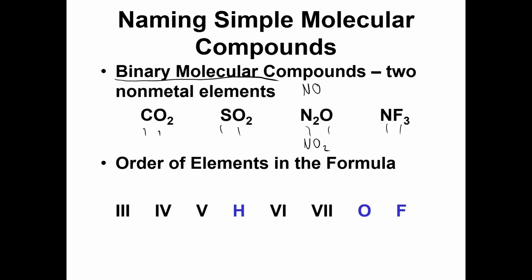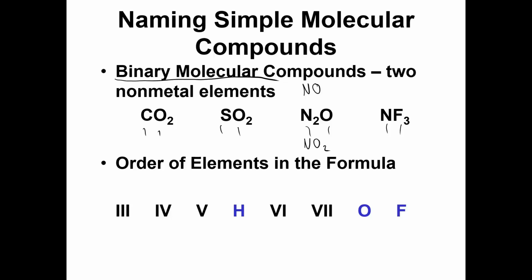If we have 2, we call it di. If we have 3, we call it tri. If we have 5, we call it pent, like the pentagon. So we're going to use prefixes to indicate that, because we don't have charged particles here. We're sharing, so we have to use a different method. And that's why you always have to remember, before you name something or determine a formula: is this ionic or covalent?